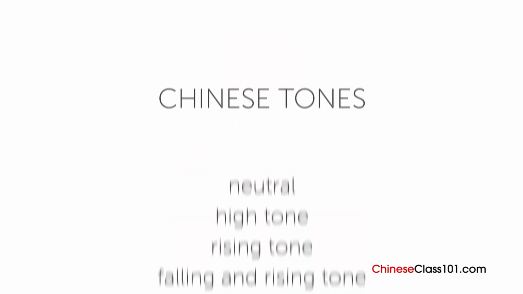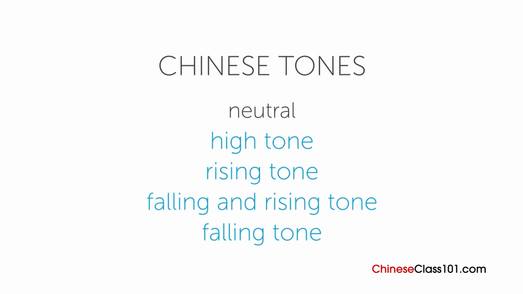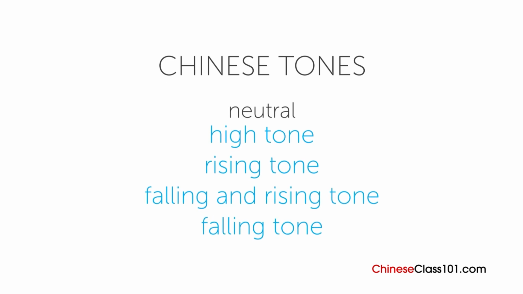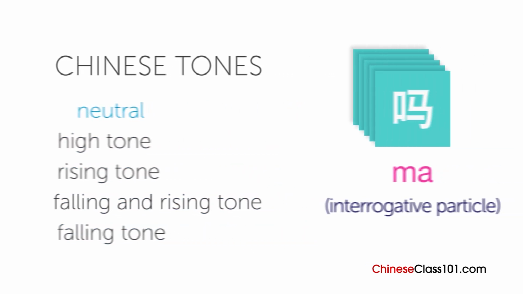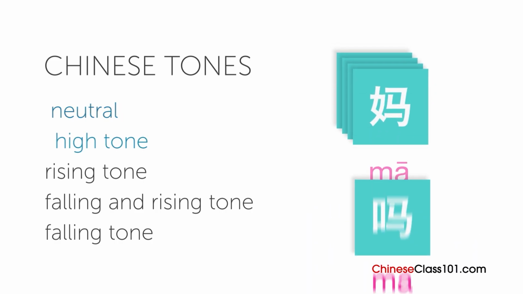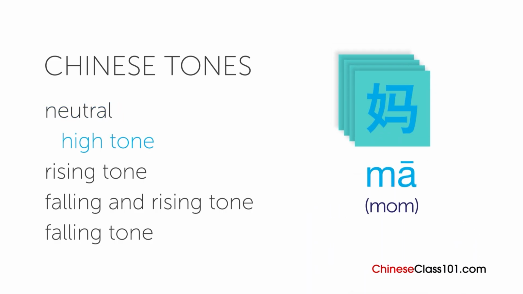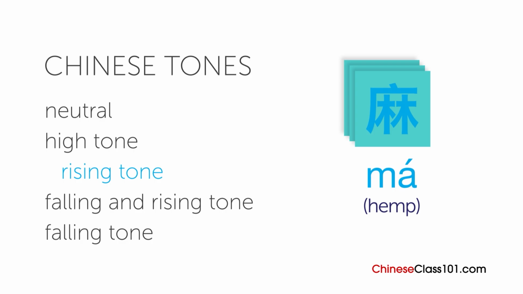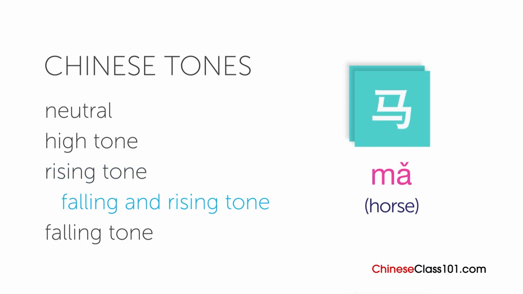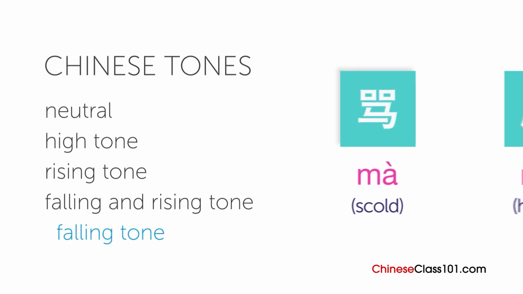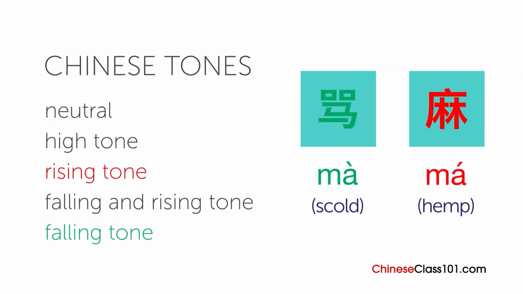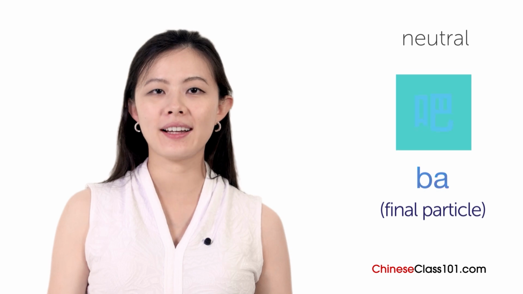There are theoretically a total of 5 tones in Chinese. 4 main tones, which inflect a change in relative pitch, and 1 tone which is completely neutral. The tones are neutral, 嘛, high tone, 妈, rising tone, 麻, falling and rising tone, 马, and falling tone, 骂. As you can see, using the wrong tone can be detrimental to communication. So let's go through them one by one.